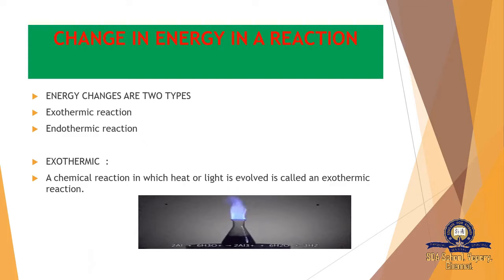Our topic is change in energy in a reaction. In all chemical reactions, energy changes can take place. The energy changes are of two types: exothermic reaction and endothermic reaction. First, exothermic. What is exothermic? A chemical reaction in which heat or light is evolved is called an exothermic reaction. So when the reaction takes place, it gives out heat and light. You can call it an exothermic reaction.